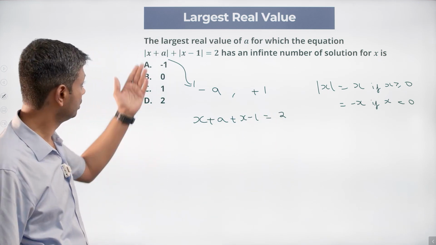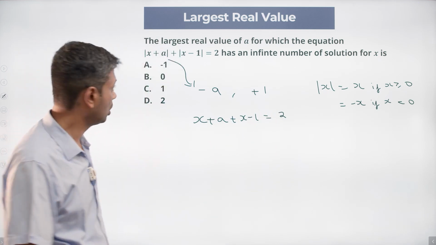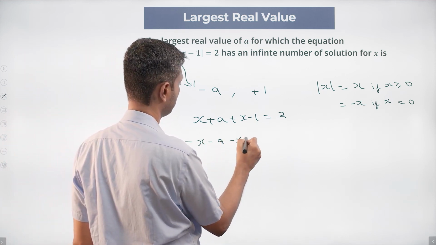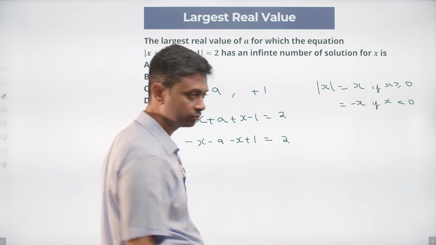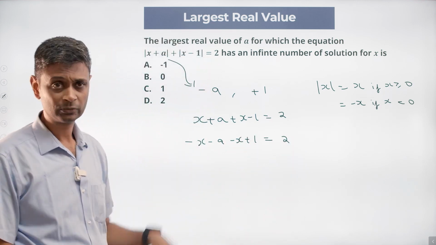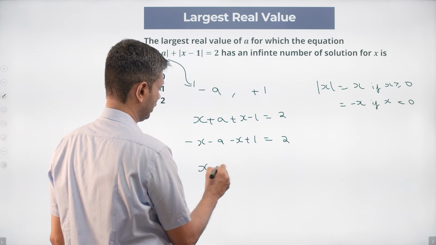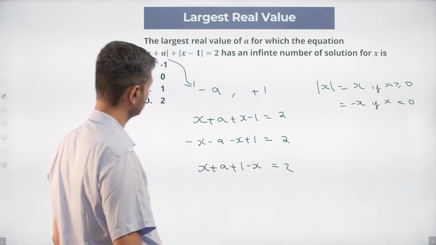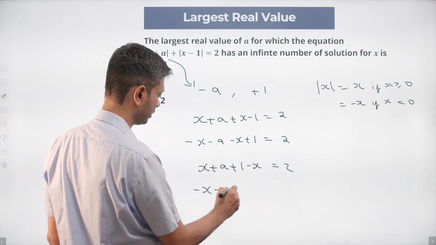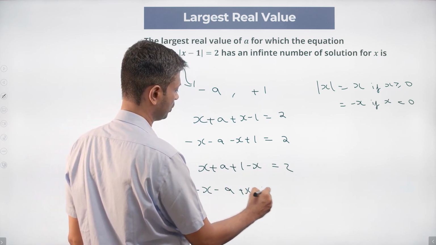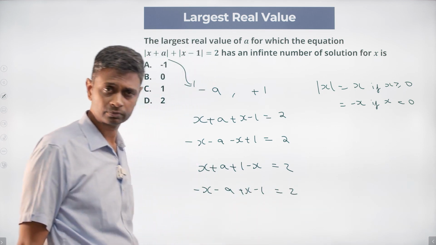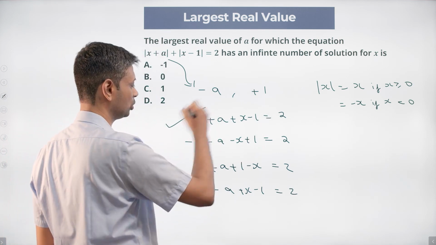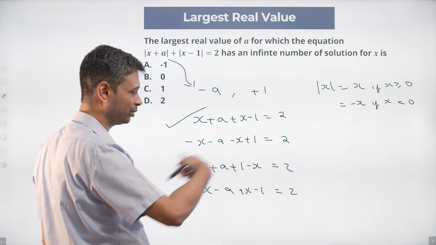That is one possibility, where this is positive, this is positive. Or minus x minus a minus x plus 1 equal to 2, that both are negative. Or x plus a plus 1 minus x equal to 2. Or minus x minus a plus x minus 1 equal to 2. You solve for this, we get 2x equal to 3 minus a. We get minus 2x equal to 1 plus a.